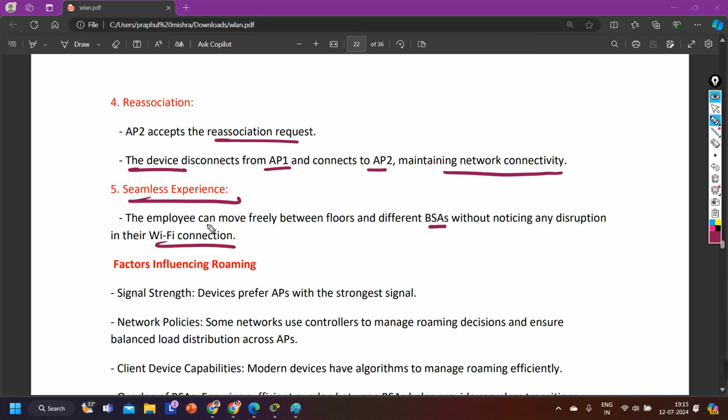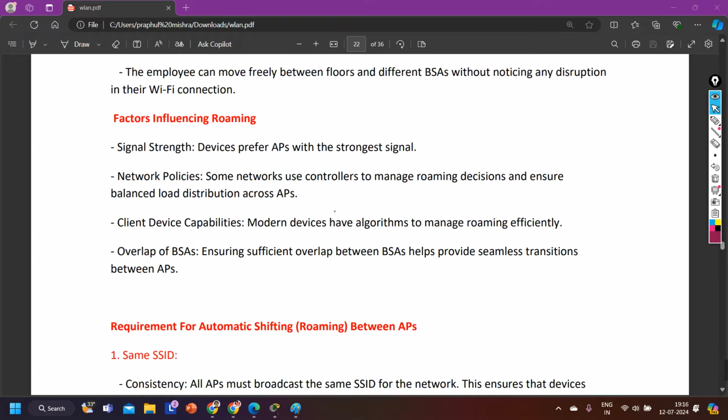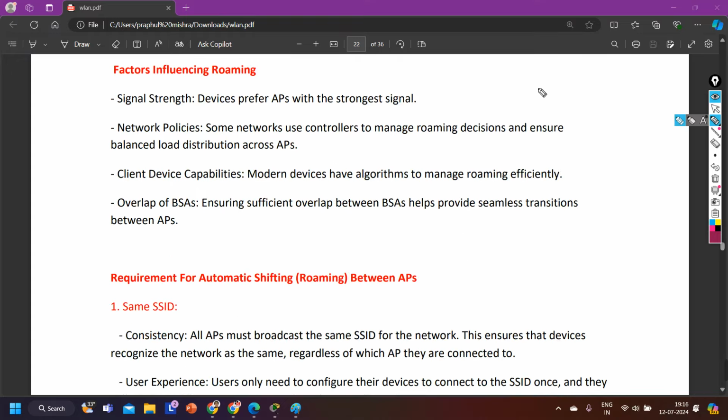So like this, if you have 10 floors, at each floor you have multiple APs and all APs are transmitting the same SSID. That means you have lots of BSAs and the client machine can move from one BSA to another BSA. If a client machine is moving and it gets a stronger signal from any other AP, it will decide to roam. And after deciding to roam, the client machine is going to send a reassociation message to the new AP from where it is getting a stronger signal, right?